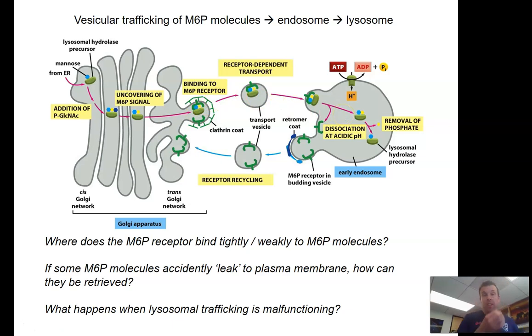Now, sometimes, even as good as this is, a lysosomal enzyme might accidentally get put into a vesicle that's by default headed for the plasma membrane. So how might they be able to be retrieved?